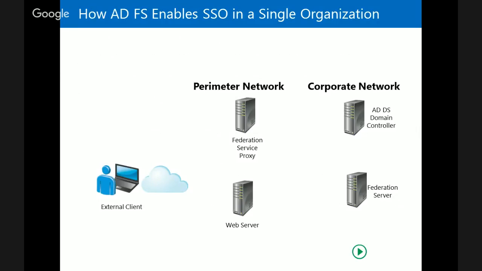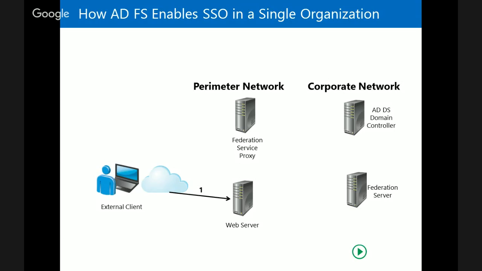Okay, so let's take a simple single organization. There's just one organization. On one side, you see we have a corporate network. There's a domain controller in there, and we've set up a federation server. There's a federation service proxy and a web server out on my perimeter network, or screened subnet, or whatever you want to call it, DMZ. There'd be firewalls, obviously, between my perimeter and the corporate network, and firewalls between the perimeter network and my external clients that are out there on the internet.